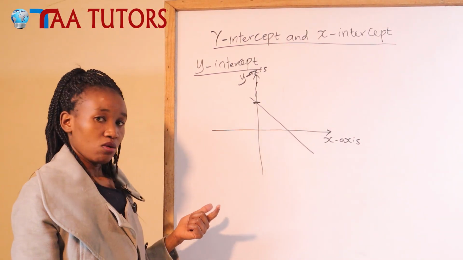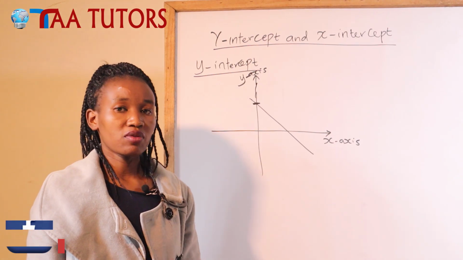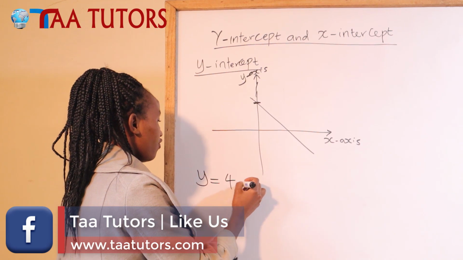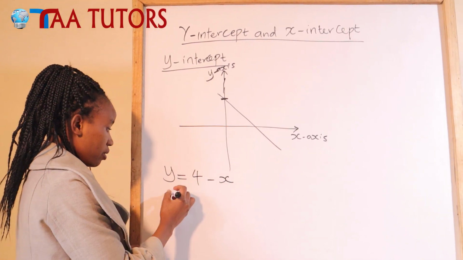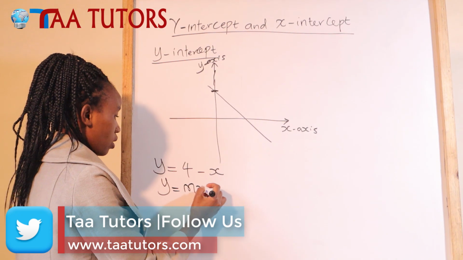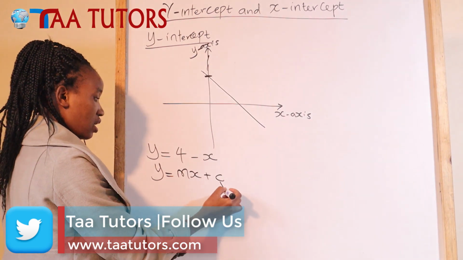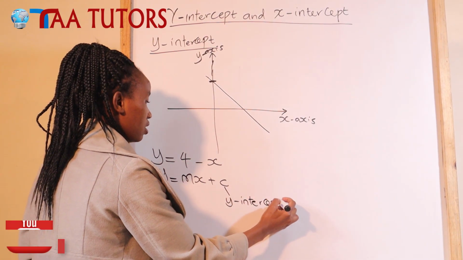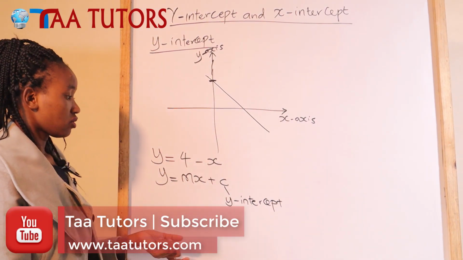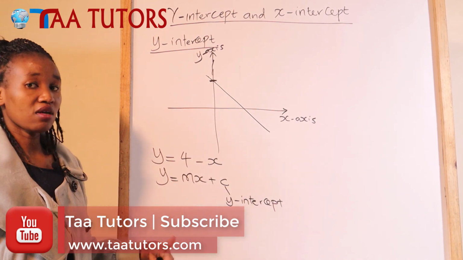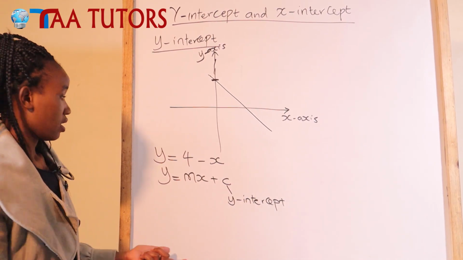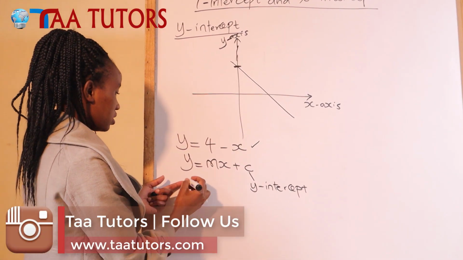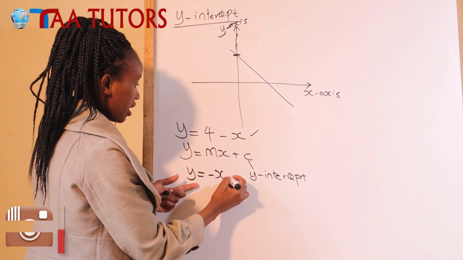Usually, we can get the y-intercept from the equation of a straight line. For example, if I have this equation, y equals 4 minus x, I will write it in the form y equals mx plus c. C is the y-intercept. This c is always the y-intercept. So I can get the y-intercept from the equation of a line without even drawing the straight line itself. So this will be y equals negative x plus 4.